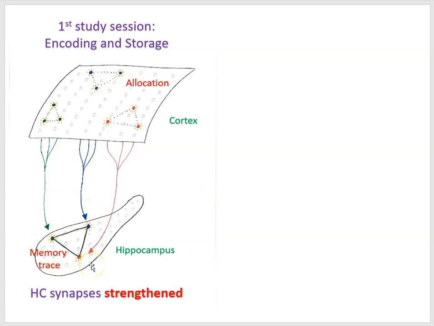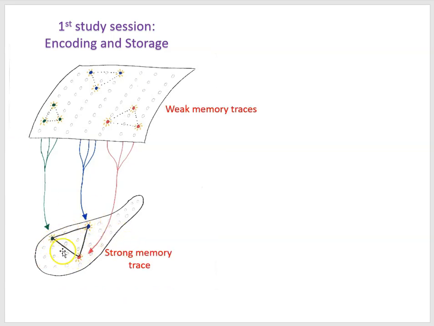So there's a convergence of these different sensory aspects of the learning event. The hippocampus will bind them together, forming a hippocampal memory trace. So there's another allocation process happening in the hippocampus, and those hippocampal neurons will strengthen the connections with each other to form a memory trace. We're left with a strong memory trace in the hippocampus due to high plasticity among neurons in the hippocampus, but only a weak memory trace up in the cortex.